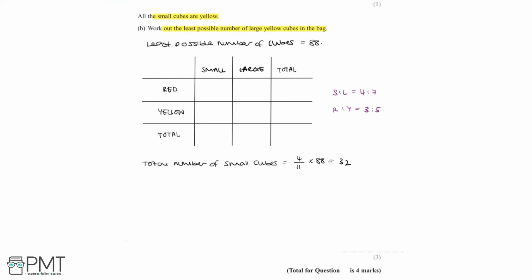Now we can apply the same principle to the number of large cubes. We can say that 7 out of 11 of the total number of cubes in the bag is the number of large cubes, and so the number of large cubes would be 7/11 multiplied by 88, leaving us with an answer of 56.